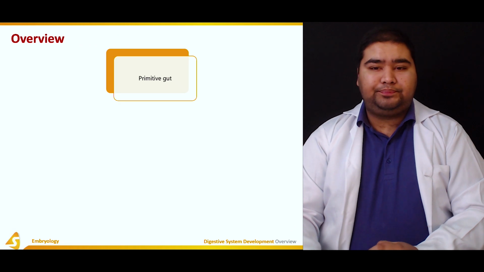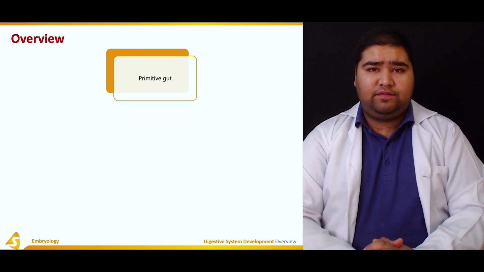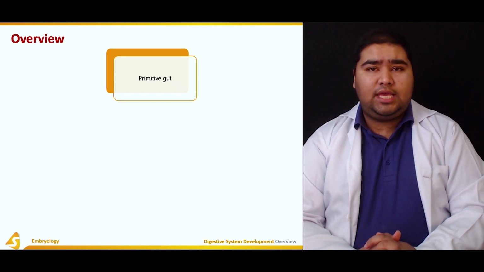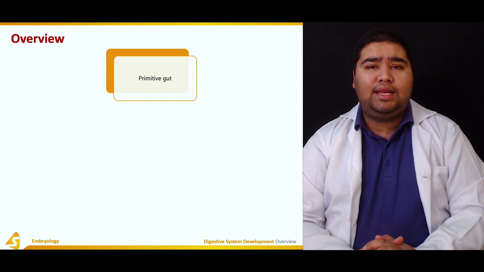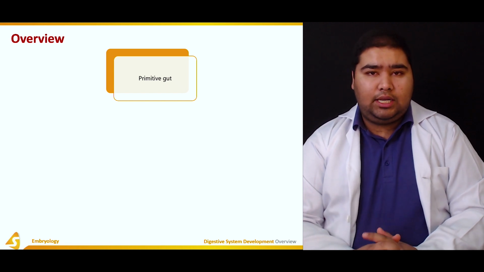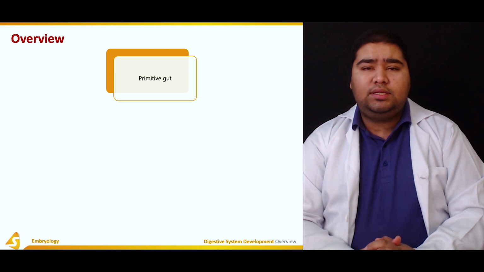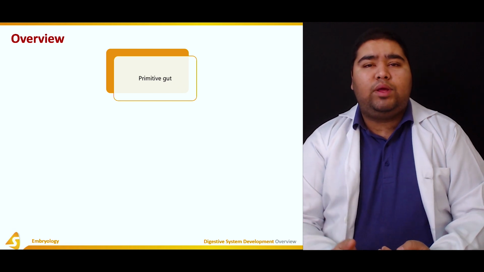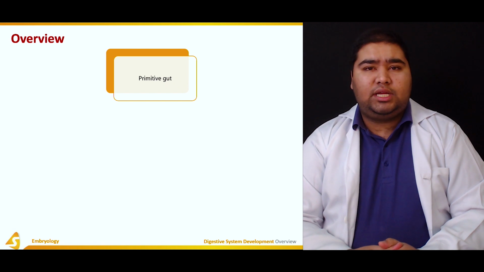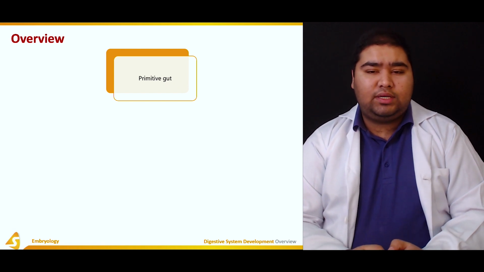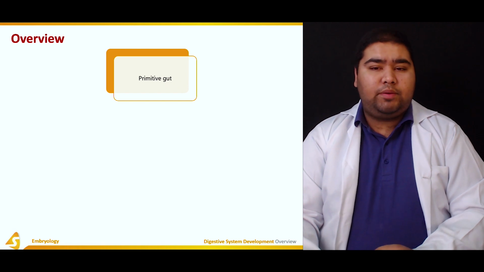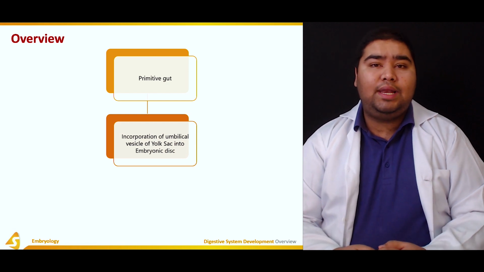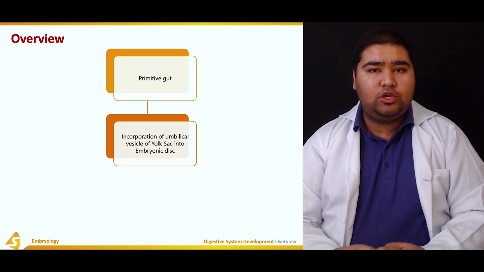Now, moving on. First of all, we have the primitive gut. Before getting into it, I must explain that you should keep an understanding of what is going on in the lecture along with this presentation, because it's important that you stay within the presentation at the time. And when we talk about the diagrams of the presentation, you'll be easily able to understand what exactly is going on. So the primitive gut is formed by the incorporation of the umbilical vesicle of the yolk sac.